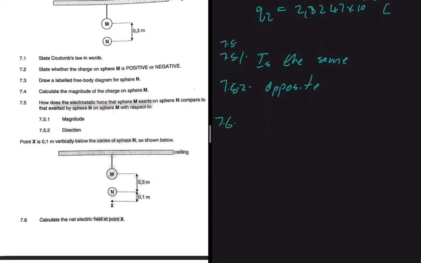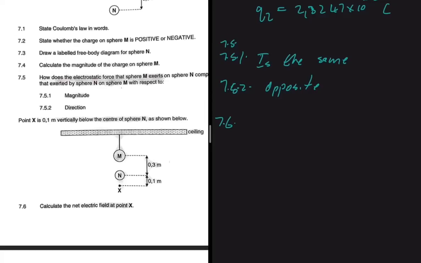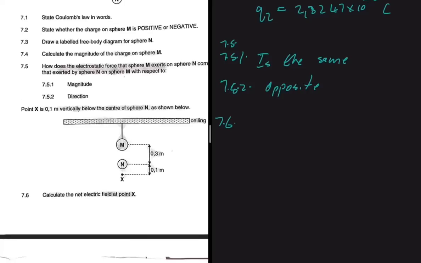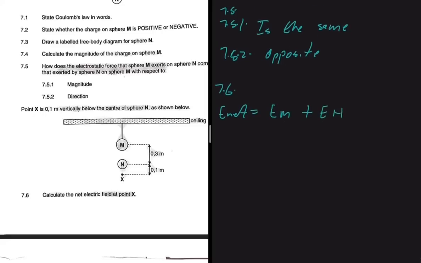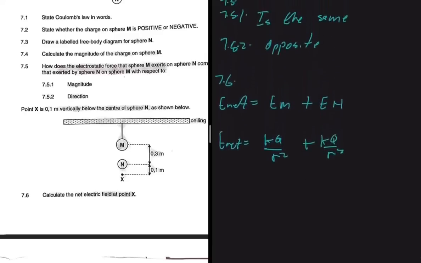So 7.6 here is saying that point X is 0.1 meters vertically below the center of sphere N, and then we have a sketch there. You can just see it on the sketch. Let's just solve the problem. Let's calculate the net electric field at point X. So E net will be equal to the electric field due to charge M plus the electric field due to charge N, right? So now we can say that E net is equal to KQ divided by R squared, plus KQ divided by R squared.